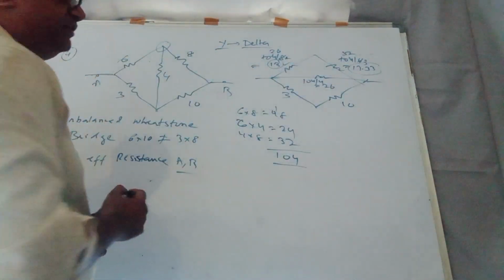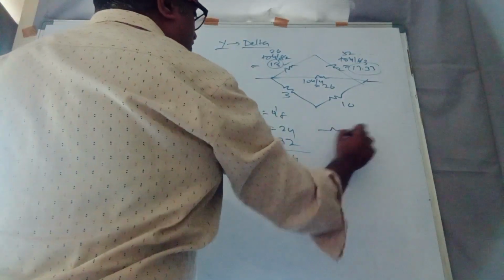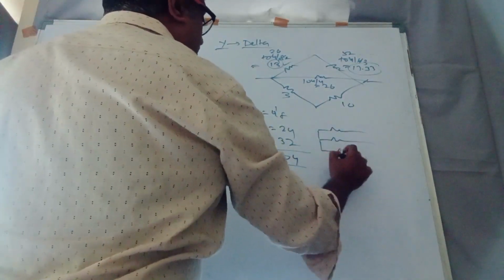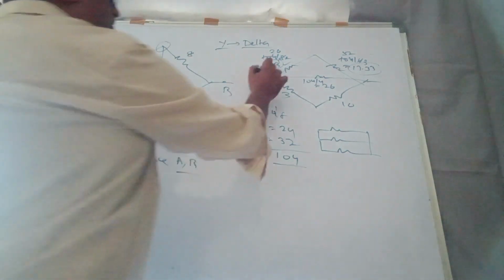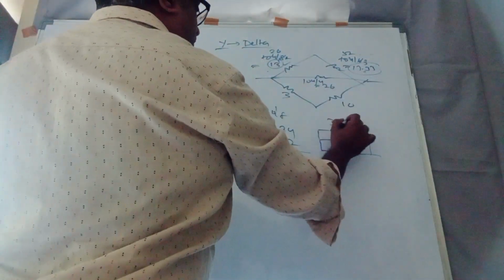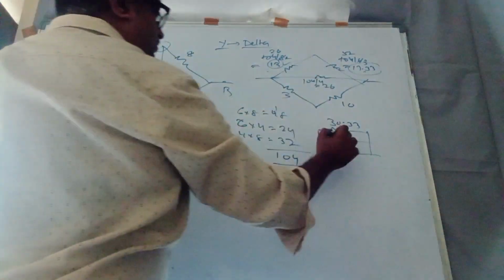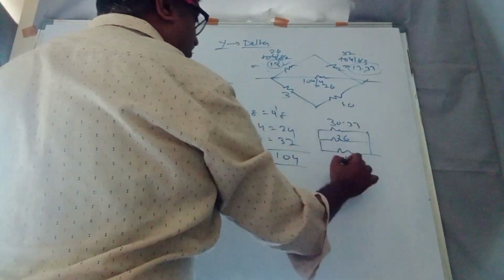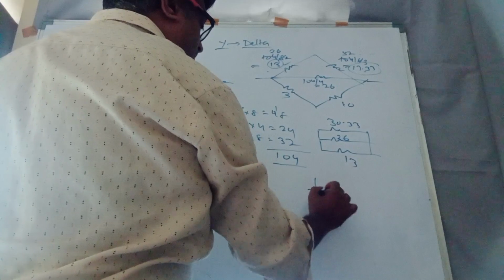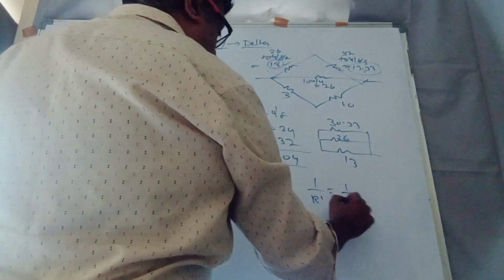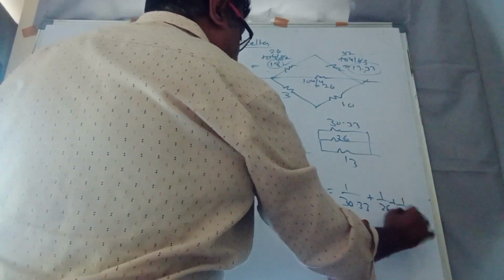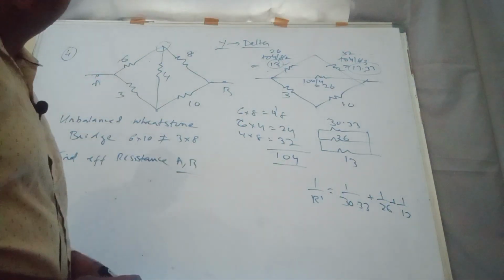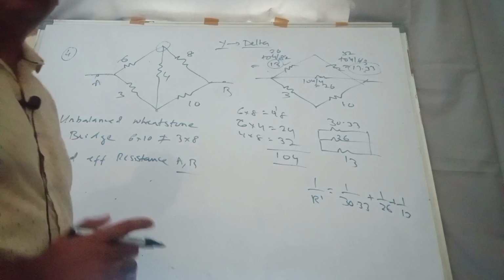Now you can see that this and this are in series. So it is looking like this circuit now. If you find the effective resistance of this, that's your answer. So 13 plus 17.33 is 30.33. This is 26 and this is 3 plus 10, 13. So your effective value will be 1 by R dash, which is 1 by approximately 30.33 plus 1 by 26 plus 1 by 13. Once you solve this, you'll get your R dash value directly.